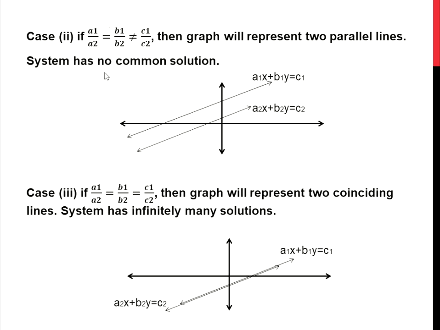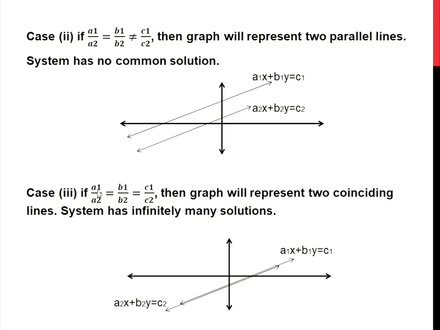Case 2. If a1 upon a2 equal to b1 upon b2 but not equal to c1 upon c2, then graph will represent two parallel lines, and this system has no solution. Here, a1x plus b1y equal to c1 is represented by this line, and a2x plus b2y equal to c2 is represented by this line. Both of these lines are parallel, they are not intersecting at any point, so this system has no common solution.